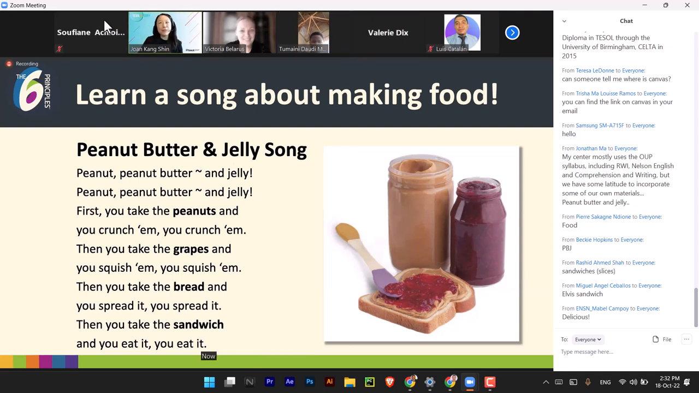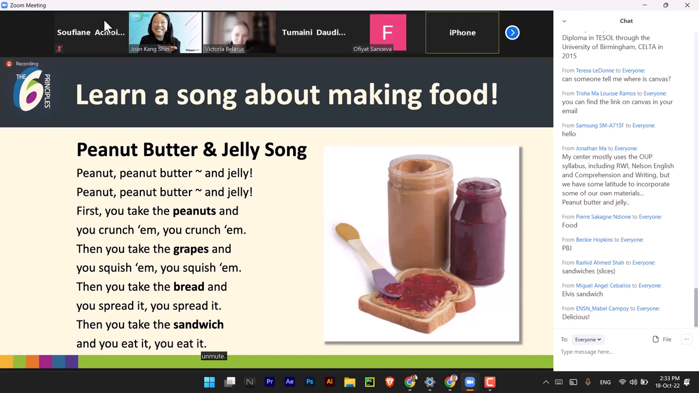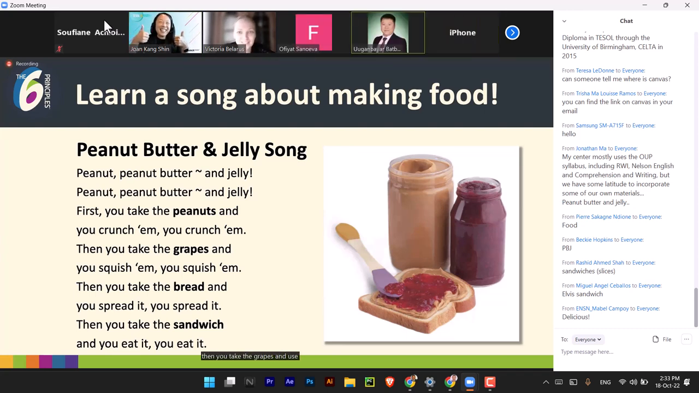And next, we have to make jelly. So to make jelly, you take the grapes and then you squish them. Squish them. Good. So now repeat after me. Then you take the grapes and you squish them. Squish them. Excellent. You guys are awesome.